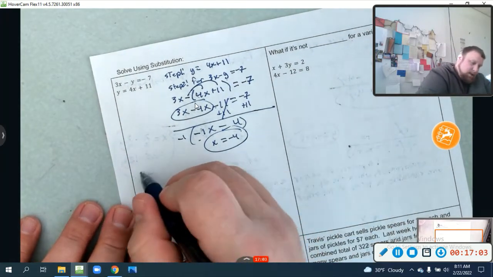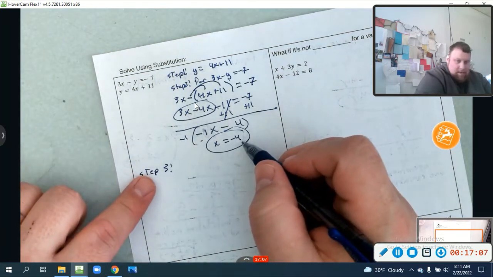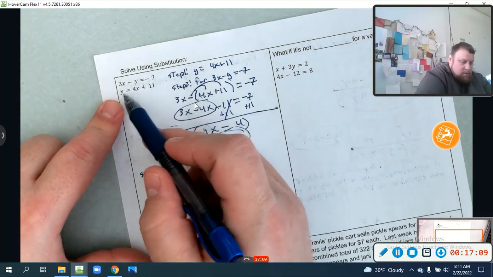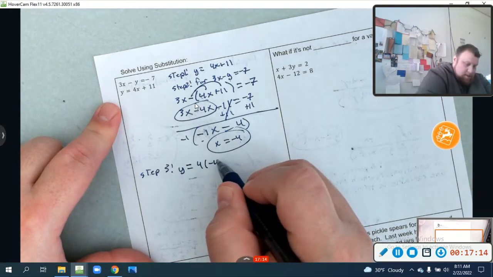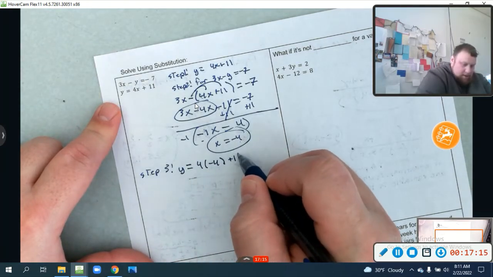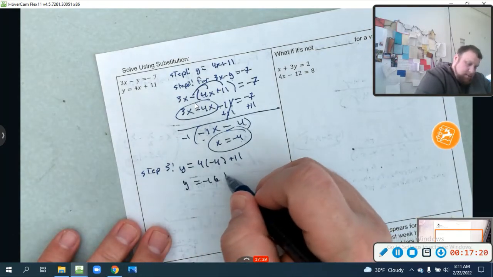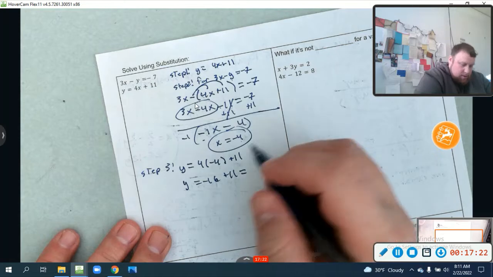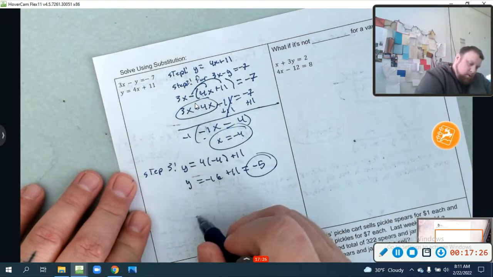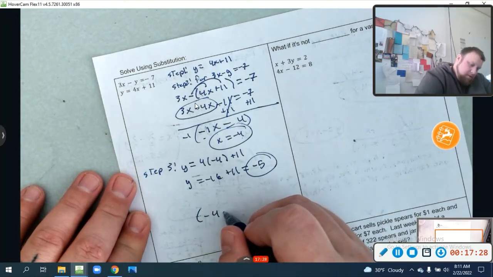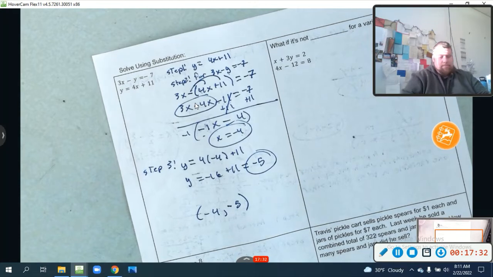Now we're on to step 3. Step 3 says to take this value and plug it into either equation. Well, since this one's already solved for y, I'm going to plug it in for x. y equals 4 times negative 4 plus 11. And I get y equals negative 16 plus 11, which equals what? Negative 5. So my ordered pair is going to be negative 4, negative 5. Boom.